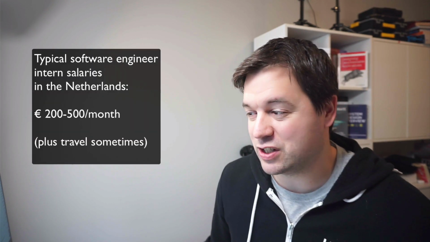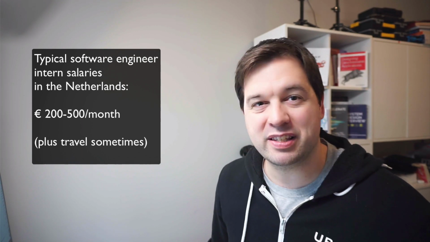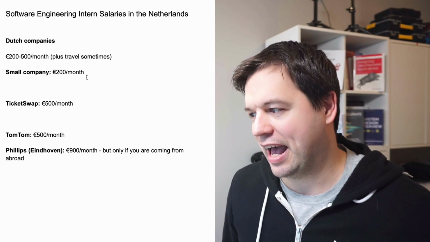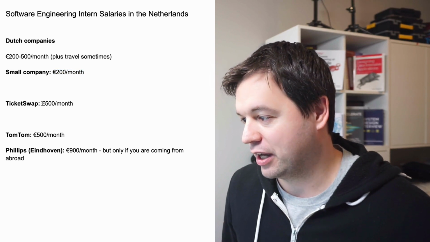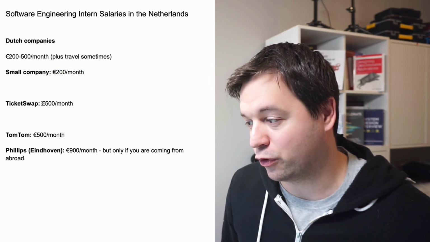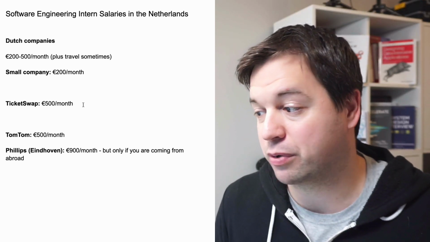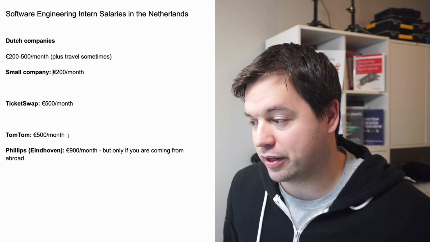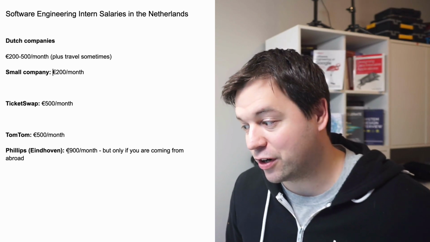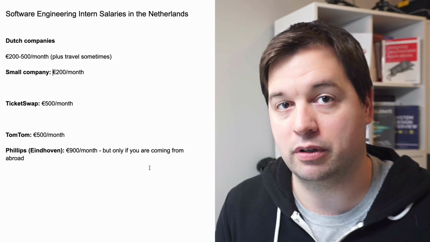Typical Dutch companies will pay between 200 to 500 euros a month, plus they might reimburse travel. And I've heard from a person who got 200 euros a month for their internship. TicketSwap, supposedly before COVID, paid 500 euros a month, and they had a perk that you could buy tickets cheaper. They would waive their commission fee. TomTom, also 500 a month. And Philips in Eindhoven, 900 a month, but only if you're coming from abroad. So this might not have applied for Dutch people. So all in all, some money for internships.